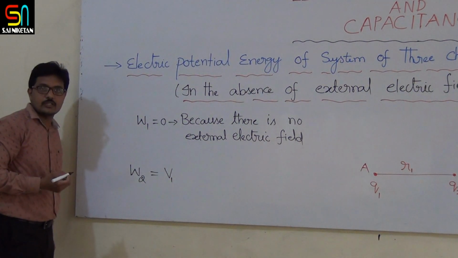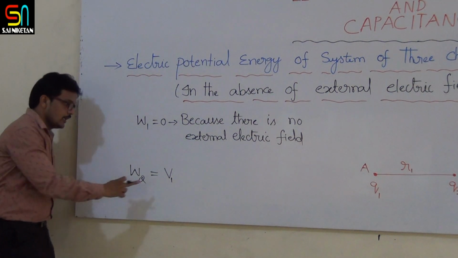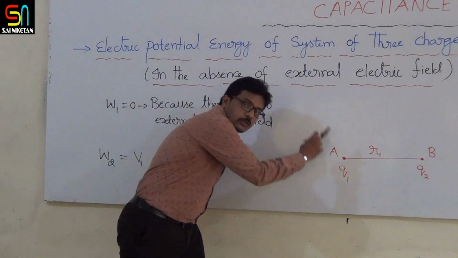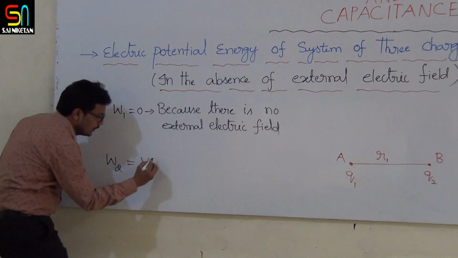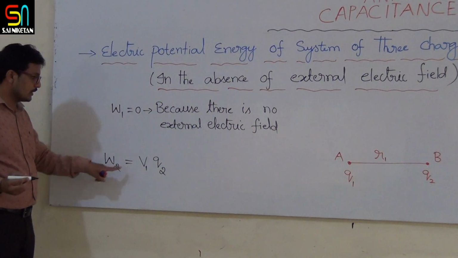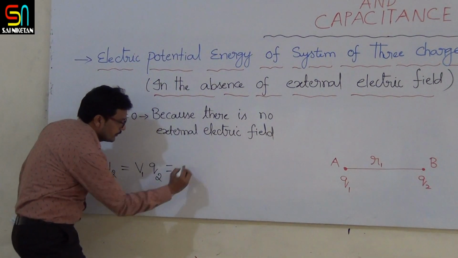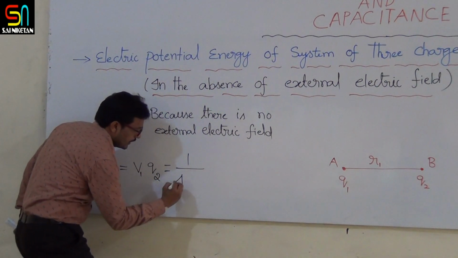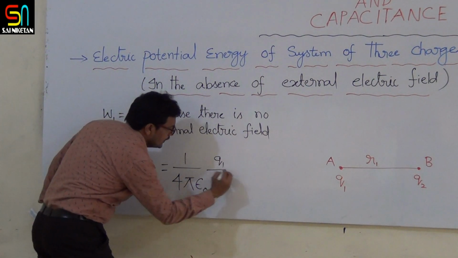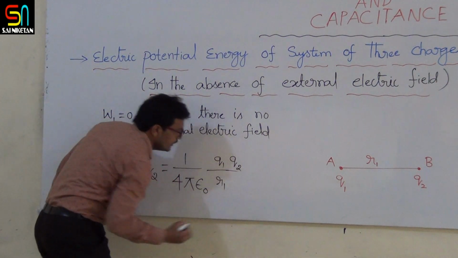We know the mathematical relation: potential is equal to work done by the charge, then work done is equal to potential into the charge. But here this potential V1 is the potential produced by the charge Q1. So V1 into Q2, as we are going to bring the charge Q2. So then work done W2 is equal to V1 into Q2. Then we know the formula of the potential is 1 by 4 pi epsilon naught Q1 by the distance R1, and we are going to bring the charge Q2 into that.